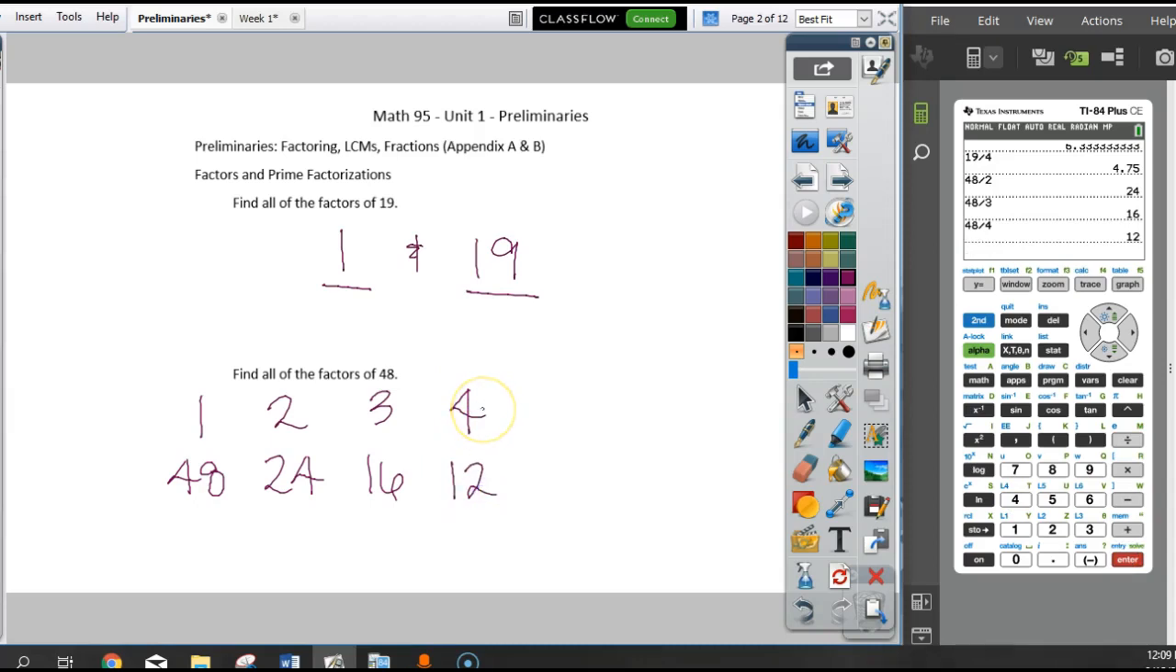Hopefully some of these you knew off the top of your head. I'm not going to take 48 divided by 5 because I know that 5 is not going to go into that because it doesn't end in a 5 or a 0. We can try 48 divided by 6, and I get 8. We can take 48 divided by 7. I get a decimal, so I know that 7 is not a factor. And then now I'm back to 48 divided by 8, which we already know is 8 and 6. And so once you get back to factors that you've already found, you know that you've found them all. So the numbers 1, 2, 3, 4, 6, 8, 12, 16, 24, and 48, these are all of the factors of 48.